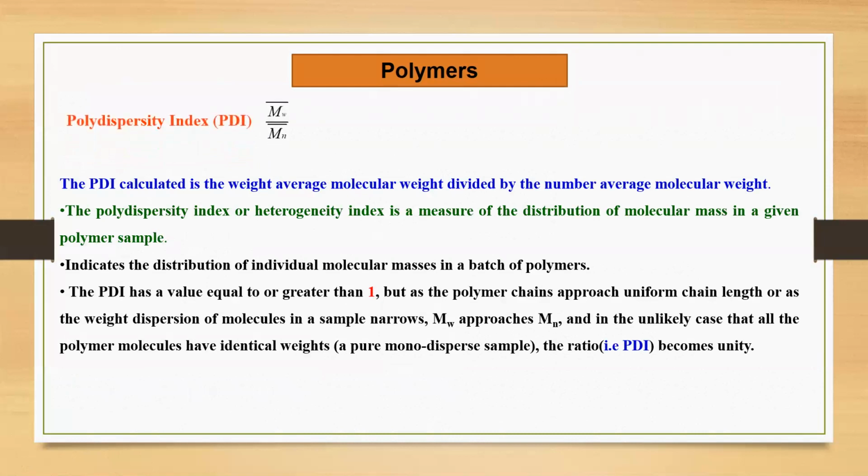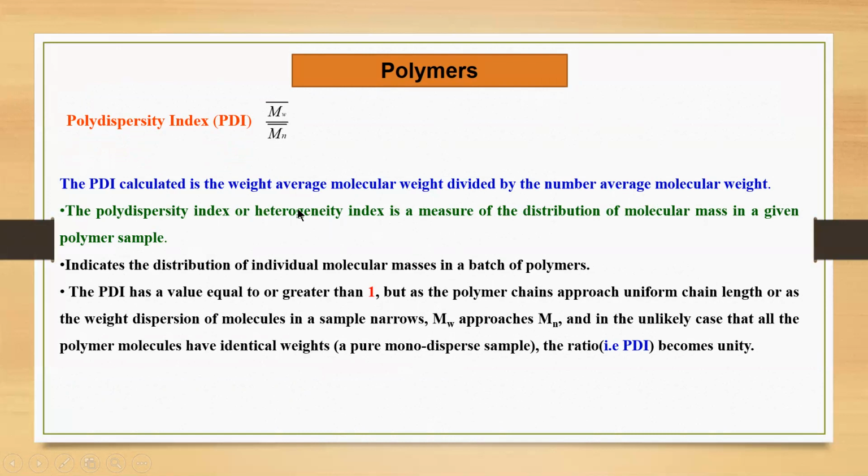Now we need to know what we mean by polydispersity index. Now we are in a position to define what we mean by polydispersity index. The polydispersity index calculated for a particular polymer is the weight average molecular weight divided by the number average molecular weight. That is the ratio Mw bar to Mn bar. The polydispersity index, or this heterogeneity index.